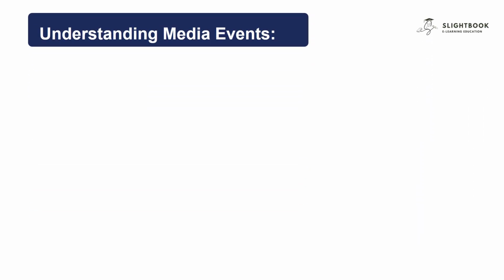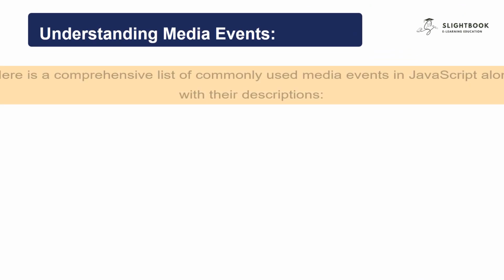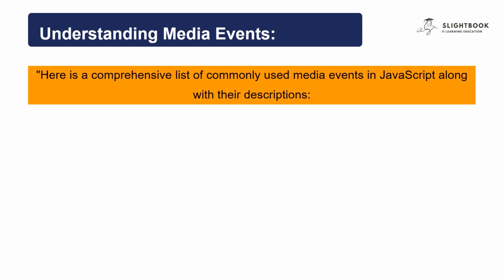Understanding media events. Media events in JavaScript are events triggered by media elements such as audio and video tags. These events occur in response to various actions or changes in the media element state, enhancing the control and interactivity of audio and video playback on web pages. Here is a comprehensive list of commonly used media events in JavaScript along with their descriptions.